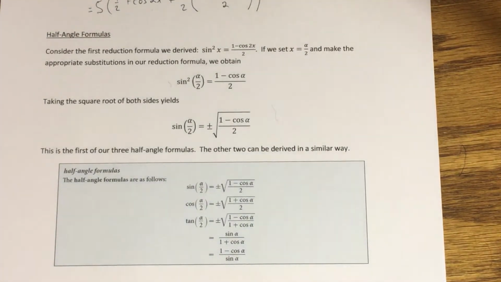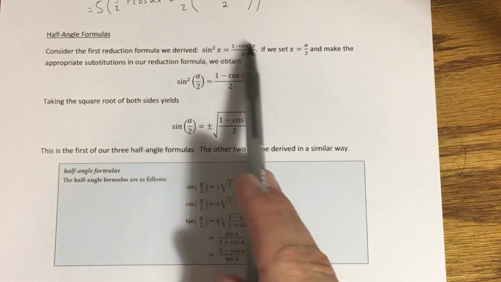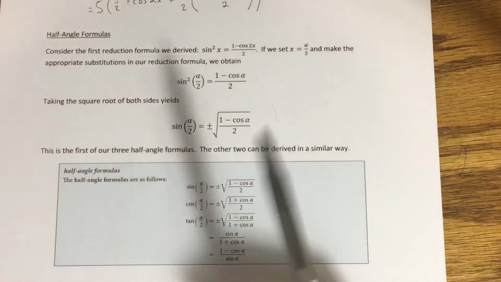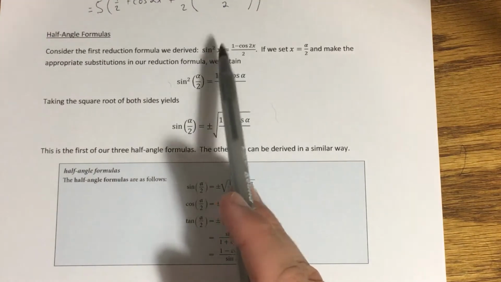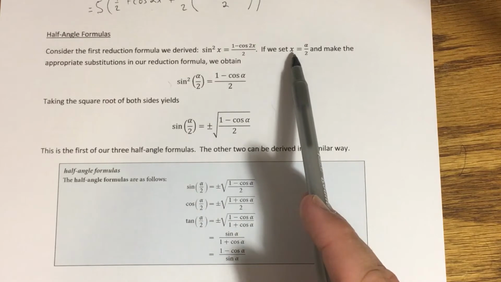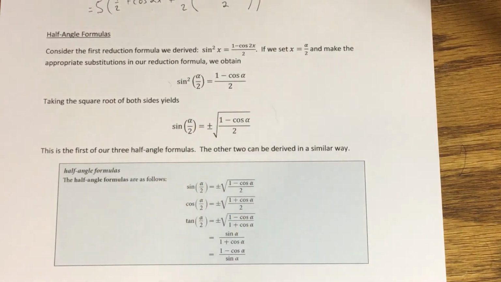Oftentimes, at this level of math and higher, it's really, really helpful to do what's called a variable substitution. We have a variable here, the x, but to put things in the form that we're ultimately looking for, we're going to set x equal to a different expression involving a different variable. I'm going to let x equal alpha over 2. This is just defining a new variable alpha that relates to x in that specific way.